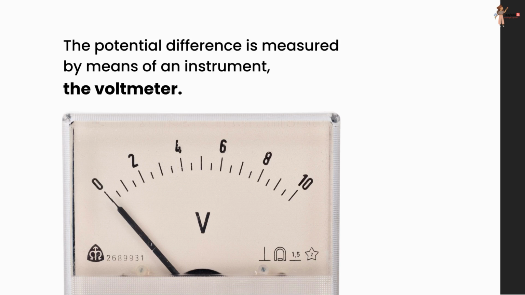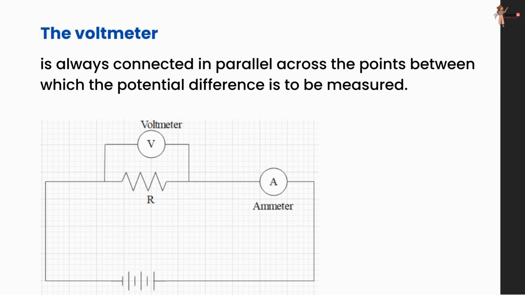The potential difference is measured by means of an instrument called the voltmeter. The voltmeter is always connected in parallel across the points between which the potential difference is to be measured. Let's solve an example now.